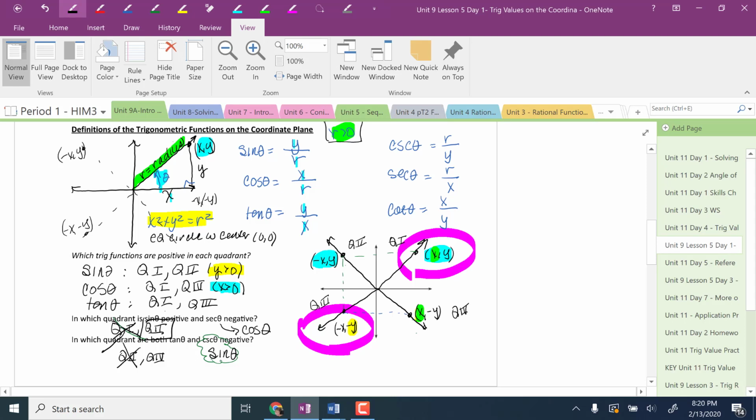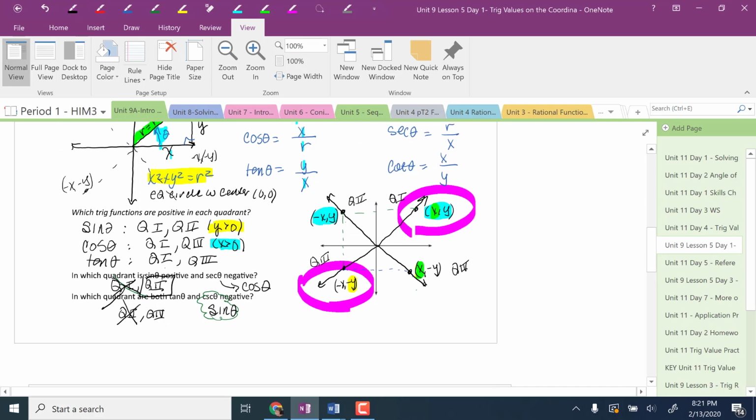The next one says in which quadrant are both tangent and cosecant, which is the reciprocal of the sine, both negative. So I start with tangent being negative in quadrants 2 and 4, but then selecting quadrant 4 because that's the quadrant in which the sine ratio, hence the cosecant ratio, will be negative.